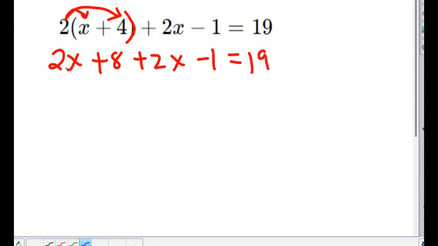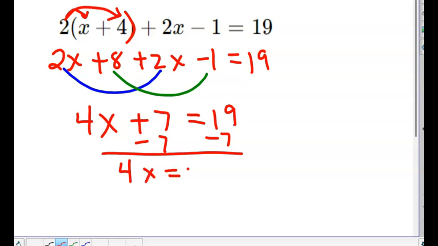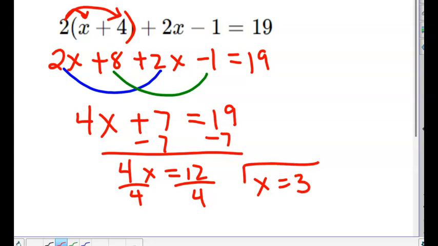The left side of our equation has multiple variables and multiple constants. So we're going to combine like terms by performing the operations we see. 2x's plus 2x's make 4x's. And positive 8 minus 1 makes positive 7. And now I can solve by using my inverse operations. 4x is equal to 12, divide both sides by 4, and get your final answer.